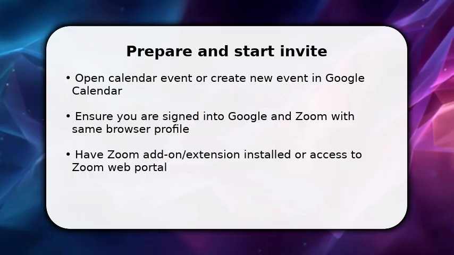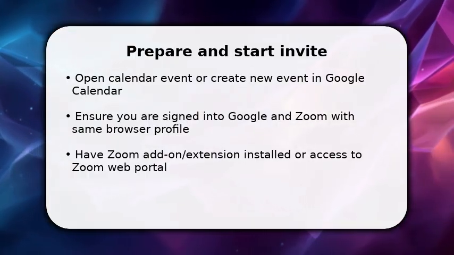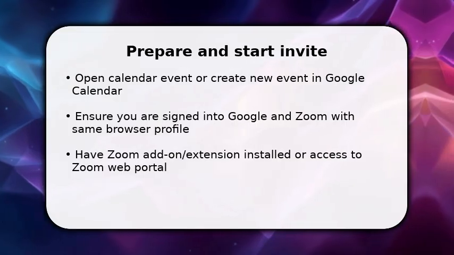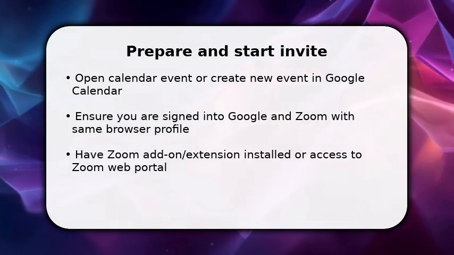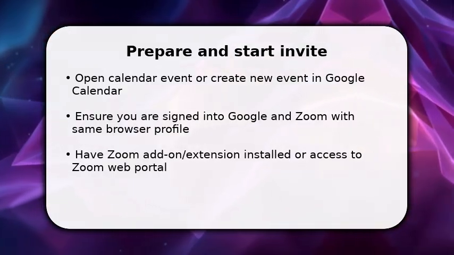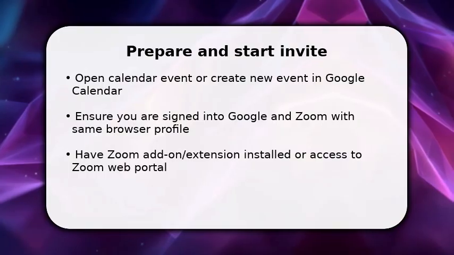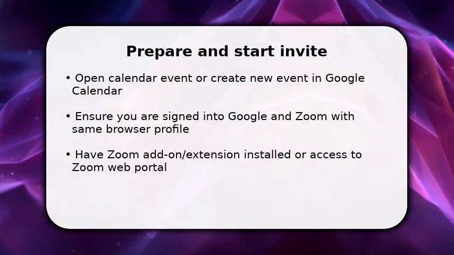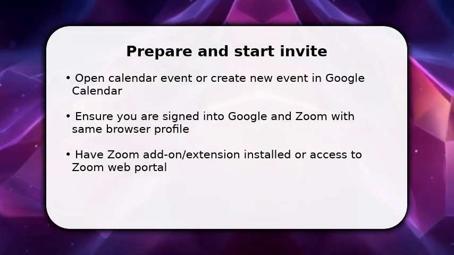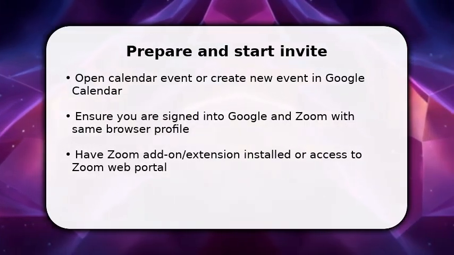You already have the event open. Now add the meeting. First, click Add Conferencing and choose Zoom if the add-on is available. If you don't see Zoom, click the 3 dots or Get Add-ons and install Zoom for Google Calendar. Make sure you grant permissions so Google can create meetings on your Zoom account. Once done, return to the event. You should see a Zoom meeting line appear in the conferencing section ready for editing.